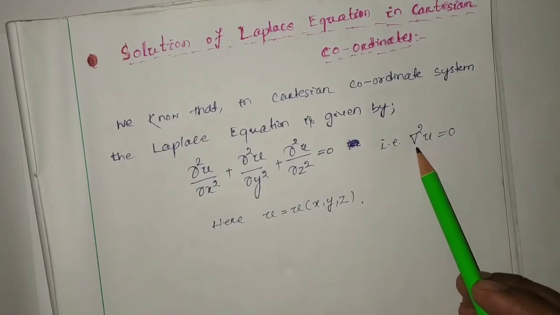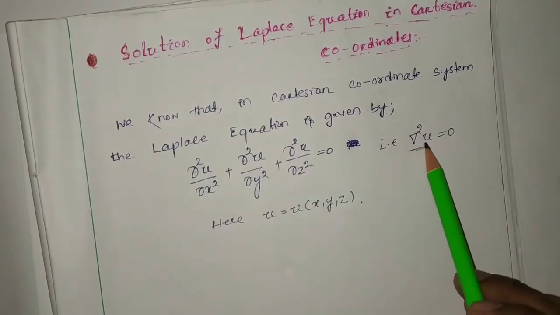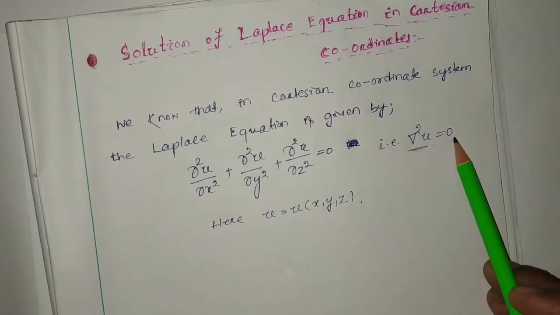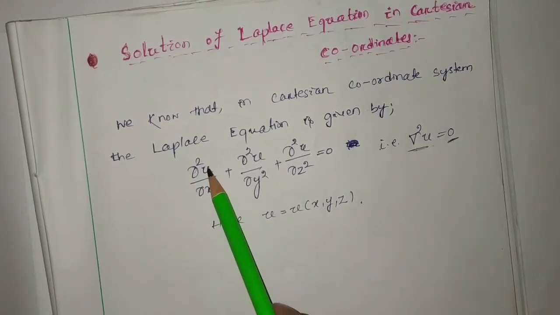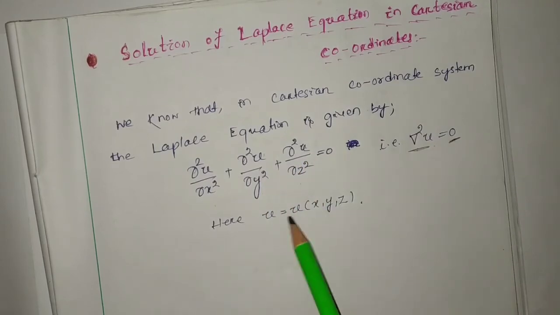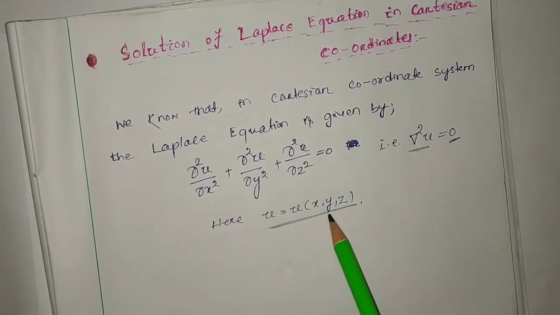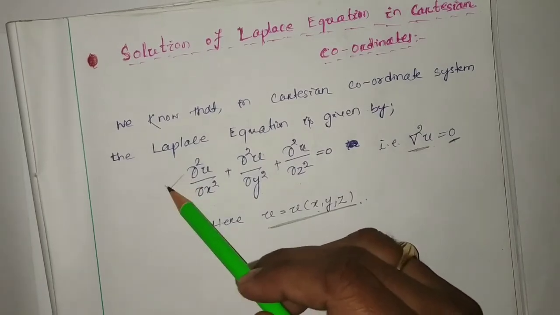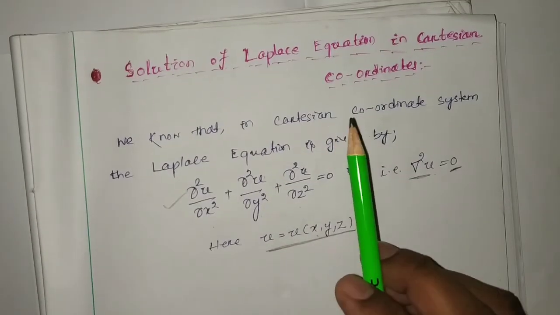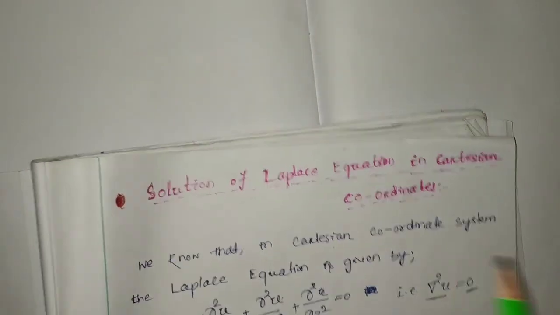As you know, the three-dimensional Laplace equation in the Cartesian coordinate system is del square u equal to 0. That means del square u by del x square plus del square u by del y square plus del square u by del z square equal to 0. That means u is a function of x, y, z. We have to solve this equation in our next class. Before that we have to discuss this question.